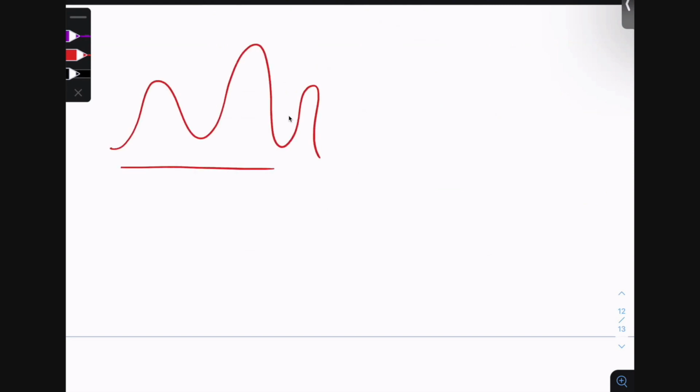Okay, so let me draw a figure and then try to explain. Suppose this is a population distribution. This is X and this is my frequency. So this is some population distribution. Maybe we know it, maybe we don't, there is some weird type of population distribution. And suppose there is a mean over here also.